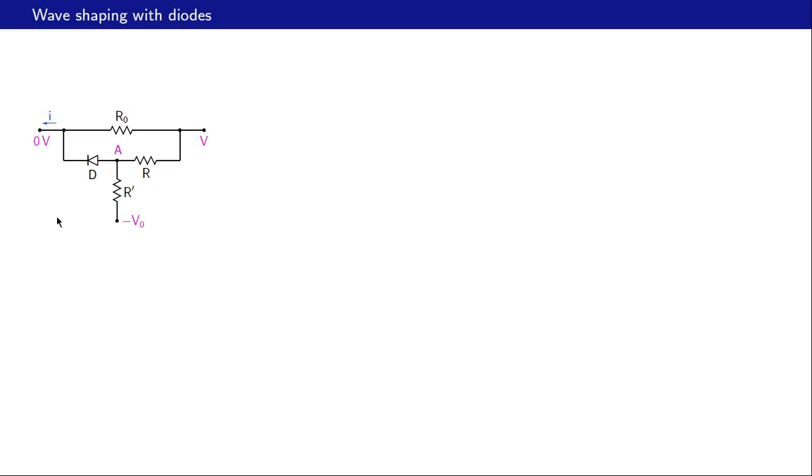Let us now talk about wave shaping with diodes. What is the meaning of wave shaping? Let's say we have an input triangular wave and we want to convert that into an output sinusoidal wave. That is an example of wave shaping.